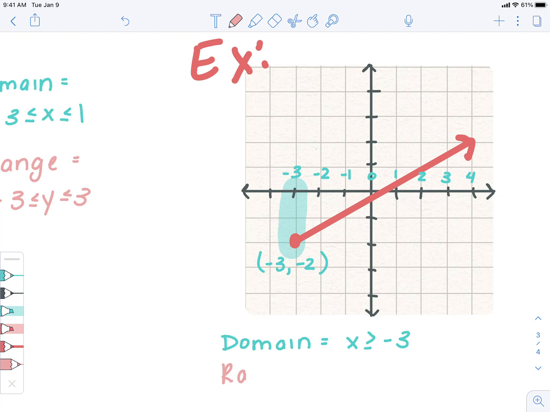My range, or my y values, the lowest my y values ever go are right here, which is at -2. So for my range, I'm going to say my y values are greater than or equal to -2. So for when I draw that graph, I have all numbers -2, -1, 0, 1, 2, 3, 4. I have all the numbers bigger than -2.